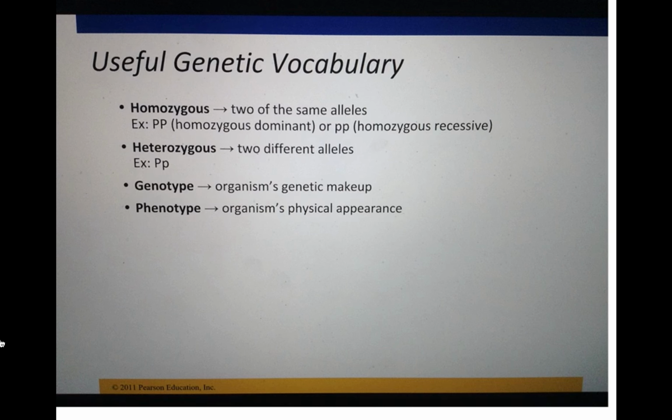Now, some of the terminology and names we give to these organisms when we're talking about their genotypes and genetic makeup: if something is homozygous, it means it has 2 of the same alleles. Let's say we're using the letter P, so if you're homozygous, you would be either capital, capital, or lowercase, lowercase. Homozygous dominant is both capital, homozygous recessive is both lowercase. Heterozygous is where you have 2 different alleles, both the letter P, but one capital, one lowercase. Your genotype is your genetic makeup, and your phenotype is your physical appearance. I'll show you what that means in just a second on the next slide.